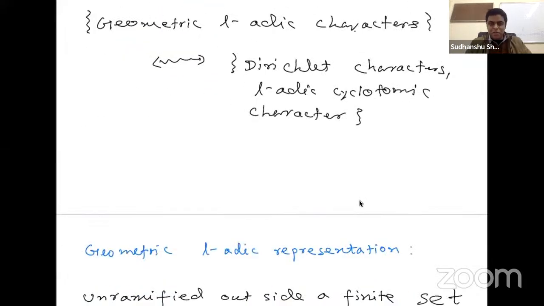But for modular forms, when we look at modular forms, then we'll see. I will not discuss that here, but you can see that away from the level of the modular form, they are all semi-simple.